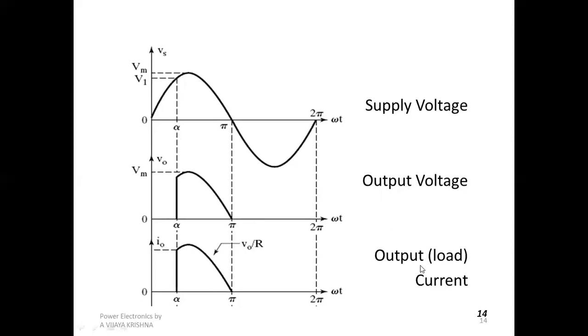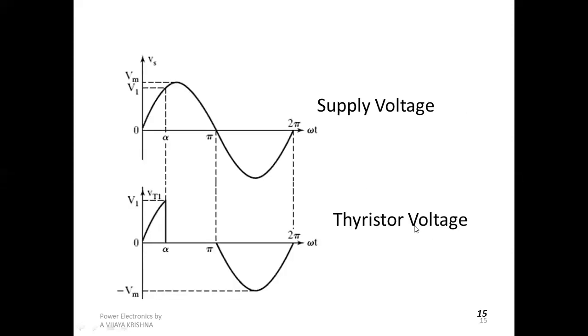Next, what about the current value? The current value I naught is equal to V naught by R, that is, output voltage by the resistive load. The current also starts from alpha, and the output load current is the same as the output voltage.